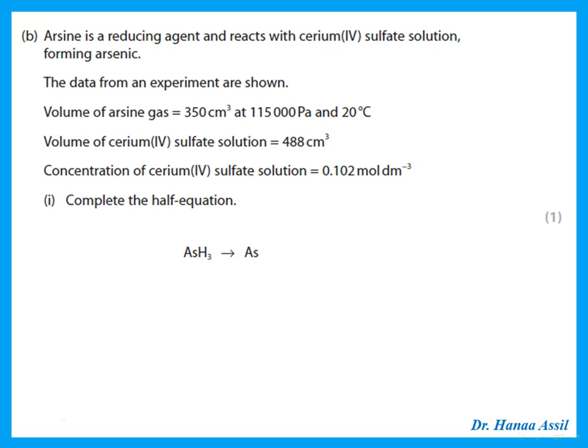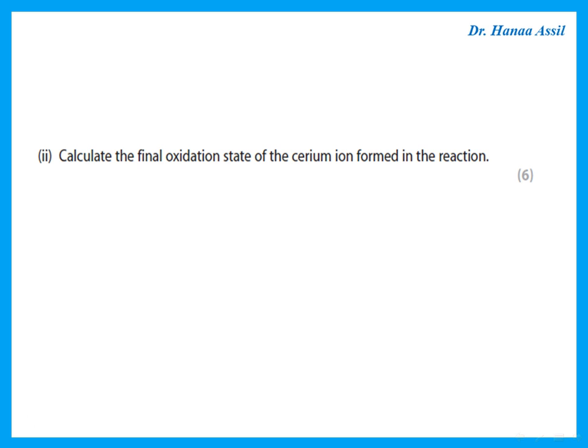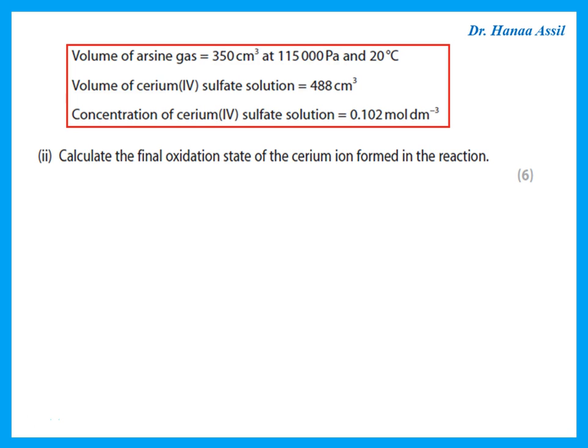So if we have AsH3 and I want it to change to As, what am I left with? I'm left with 3H plus, and that means I have 3 electrons lost from that molecule. Okay, so this is the half equation for the reduction. Calculate the final oxidation state of the cerium ion formed in the reaction. How do I know the final oxidation number of the cerium ion?